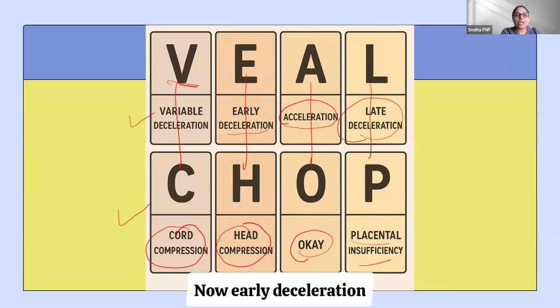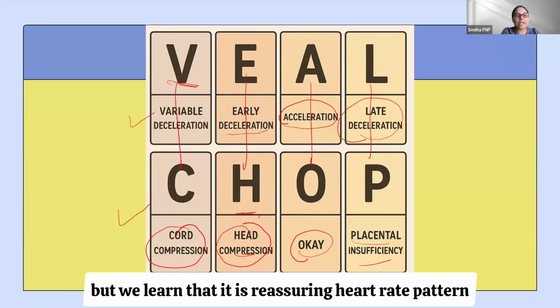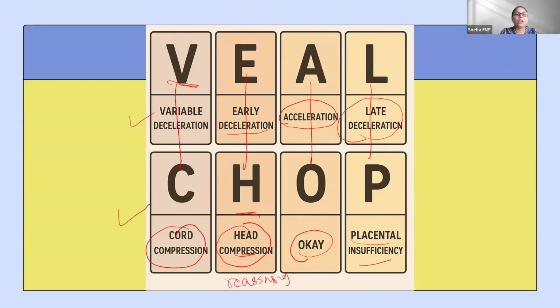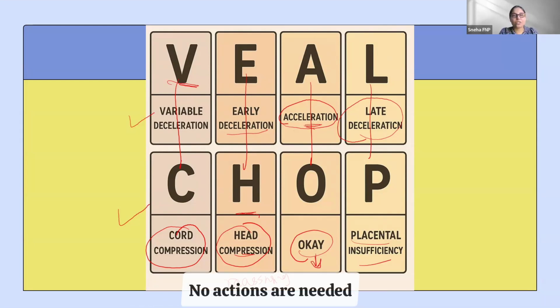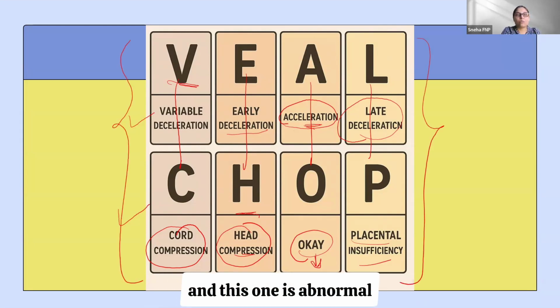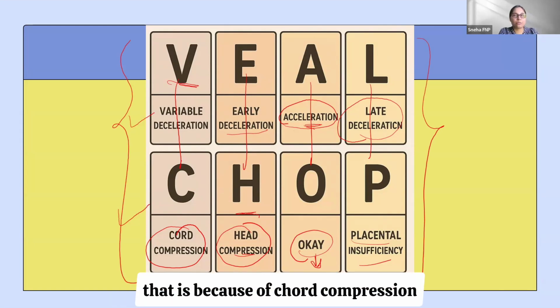Now early deceleration was because of head compression, but we learned that it is a reassuring heart rate pattern. That means you just need to change the position of the mother and heart rate will be fine. If there is acceleration present, that is just okay. No actions are needed. Then this one is abnormal and this one is abnormal.